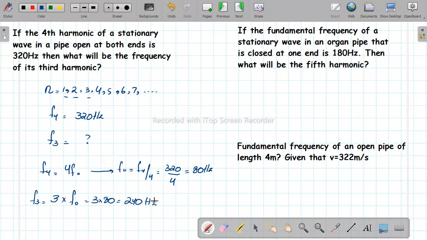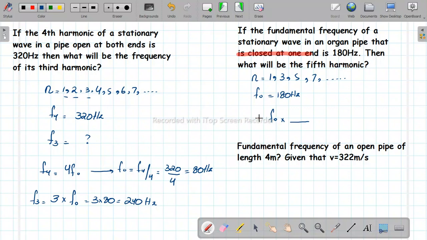Then, if the fundamental frequency of a stationary wave in an organ pipe that is closed at one end, see, the moment they mentioned that the organ pipe is closed at one end, the very first thing that comes to our mind is, इस केस में n की odd integer values were allowed, right? आप वापस पढ़ते हैं क्वेश्चन को. आपसे कह रहे हैं fundamental mode is 180 hertz. आपको क्या करना है? What will be the fifth harmonic? Fifth harmonic के लिए मुझे क्या करना है?